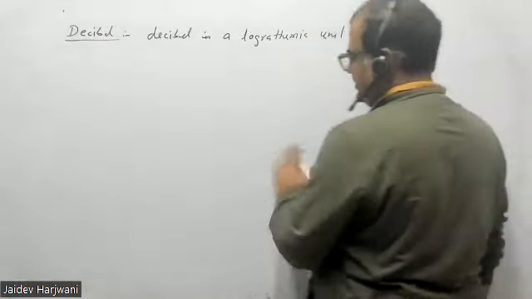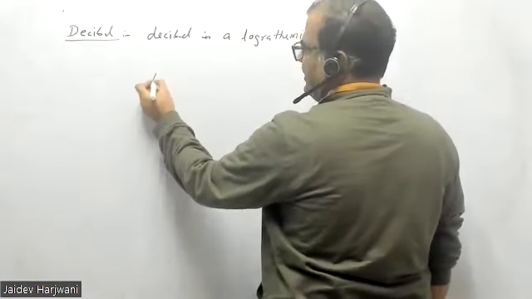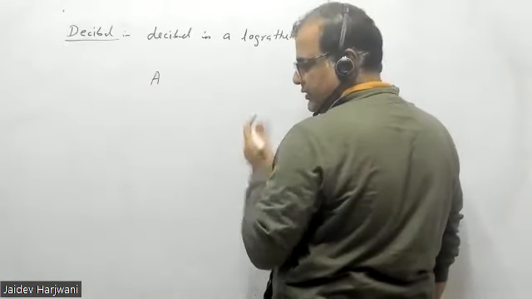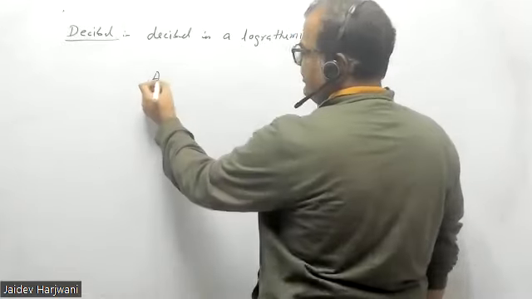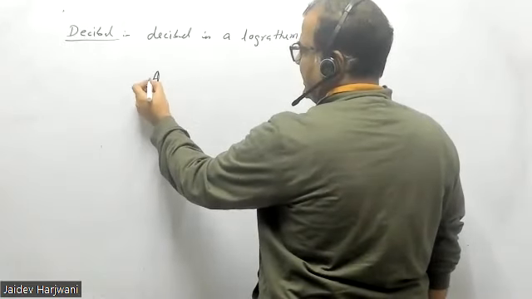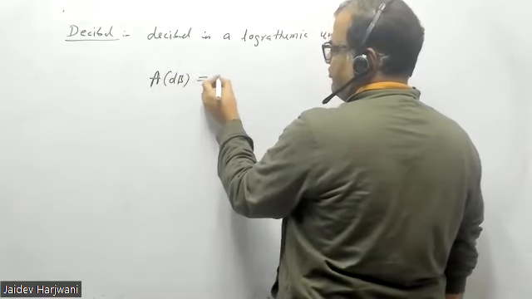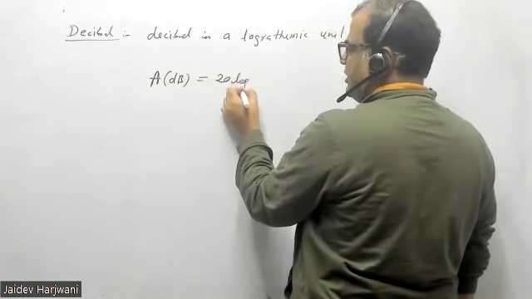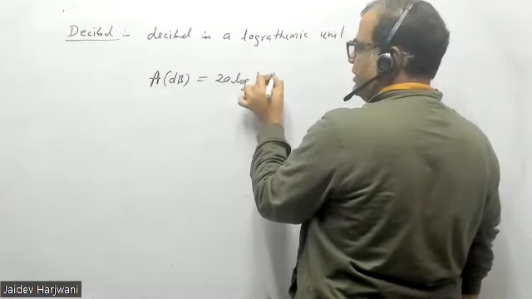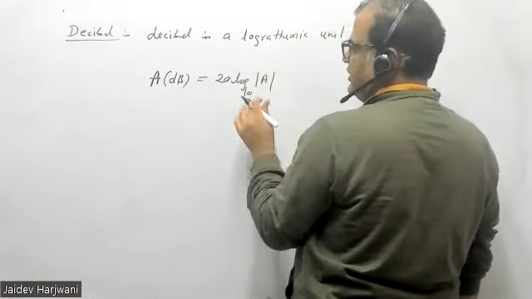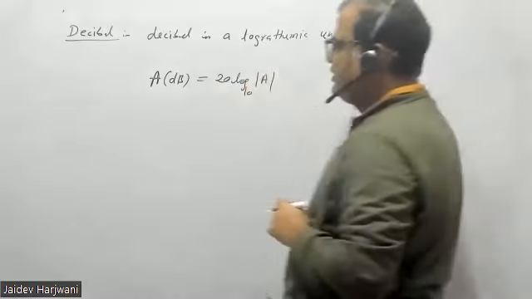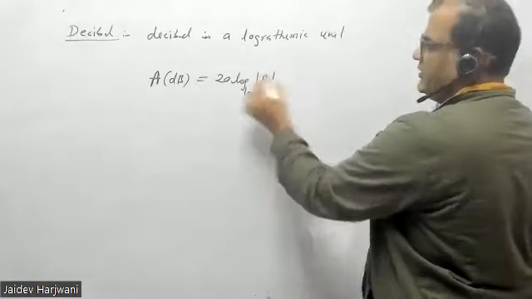For example, if I have a gain, some positive gain value, and now I want to write the gain in decibel. So the formula is 20 log 10 A. Whatever gain is coming, if you take the log of that gain, that value will come in decibel.